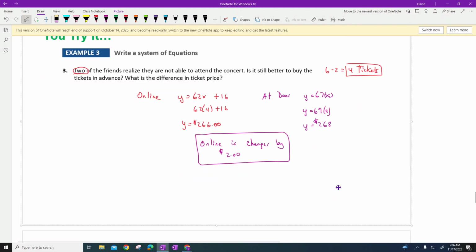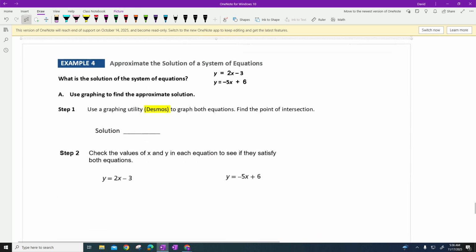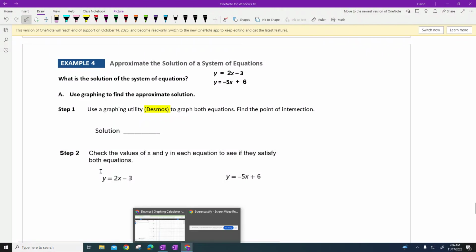All right, let's go. I think we're about done. Nope, we got one more Desmos one here. Both of these are in your graphing calculator, and they want us to find a point of intersection, and then they want us to check the two once we have the answer. All right, so let's go to Desmos. Let's clear those out and put in our two new equations.